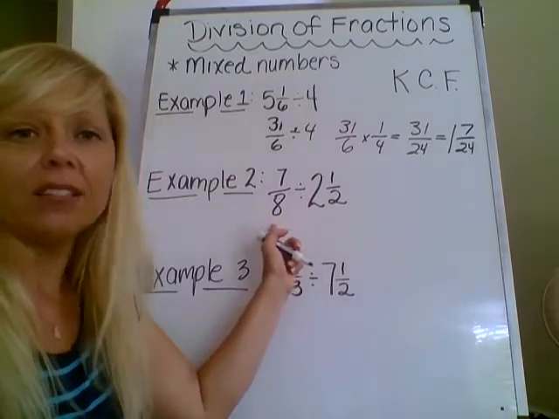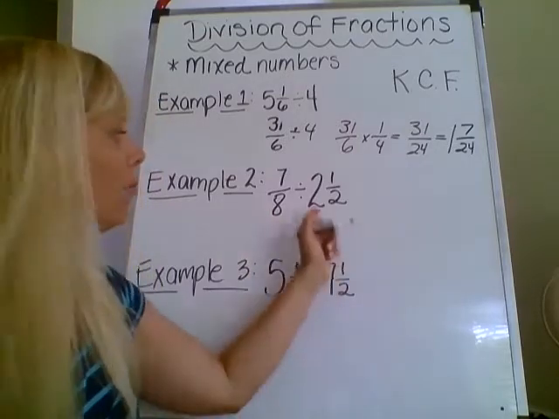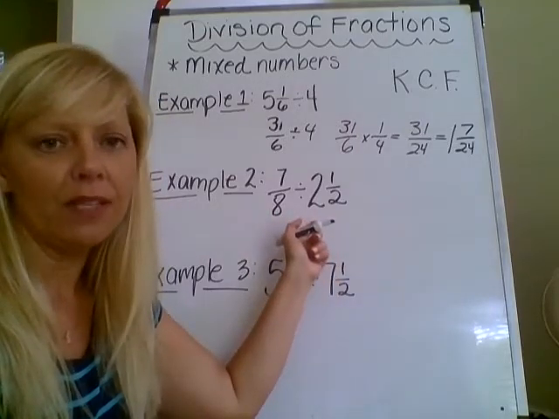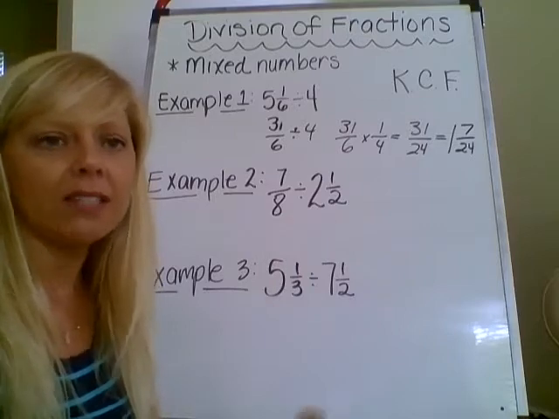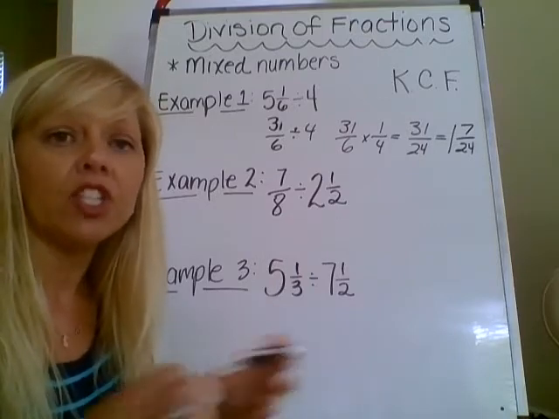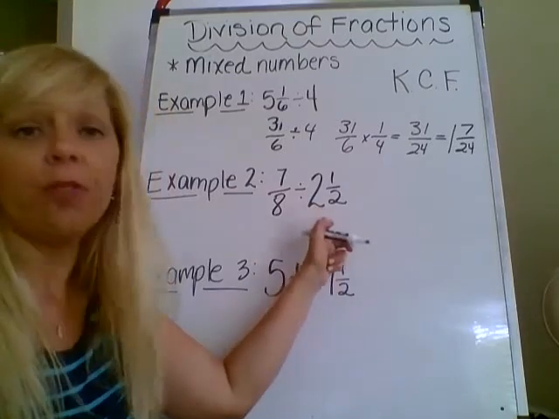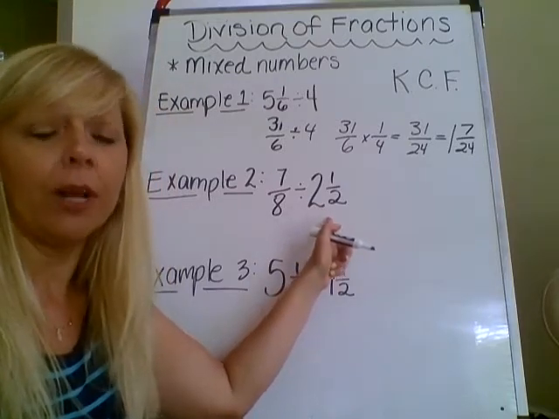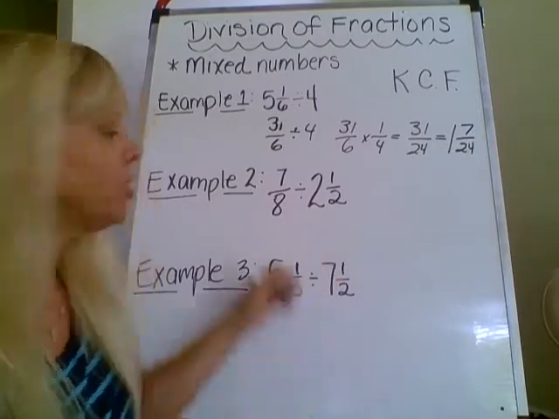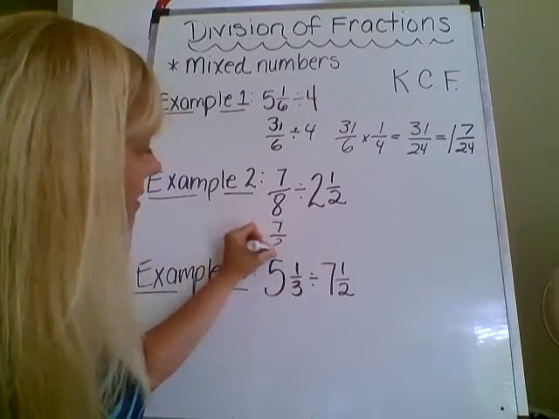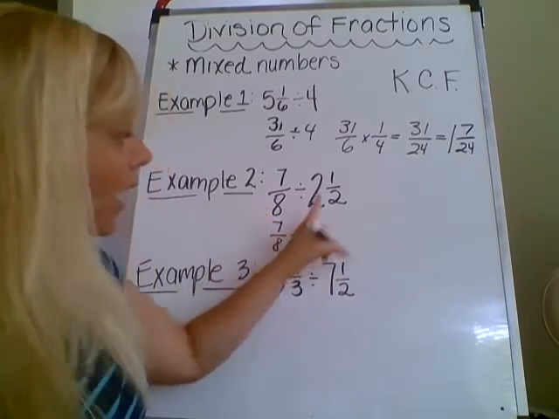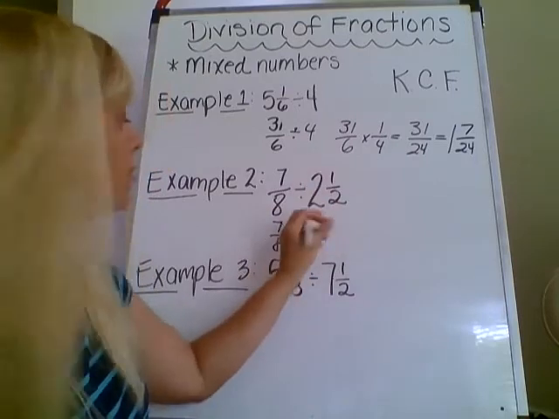Now, if I have 7/8, 7/8 is less than 1, and I'm breaking it into 2.5 pieces. So my 7/8 is going to get smaller because I'm breaking it into 2.5 pieces. So again, I need to change this number into a mixed number or an improper fraction. So I'm going to do that first. So 7/8 divided by 2 times 2 plus 1 is 5/2.